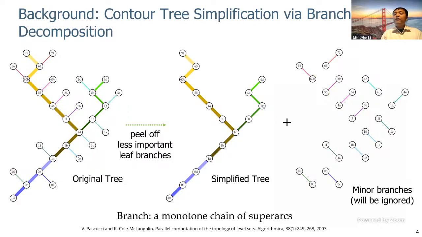The way we simplify a contour tree is by doing the branch decomposition. A branch is a monotone chain of superarcs. The branch decomposition works by peeling off the less important leaf branches on the contour tree. By removing the less important leaves, we obtain a simplified contour tree and a collection of minor branches. We can ignore these minor branches when extracting contours.